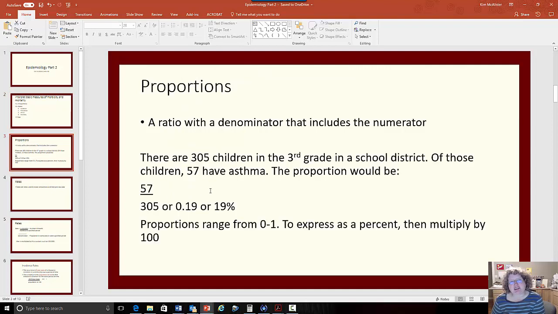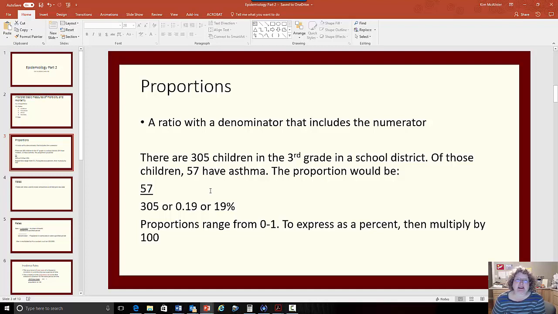Proportions are ratios with a denominator that includes the numerator. So when we talk about a proportion, we're looking at a segment of a population. That segment of the population is the numerator, and the total population that that segment came from is the denominator. And a proportion just talks about numbers. It does not discuss a period of time. So it's just looking at a set of information without any mention of time. And this will make sense when we talk about the different rates in just a moment.